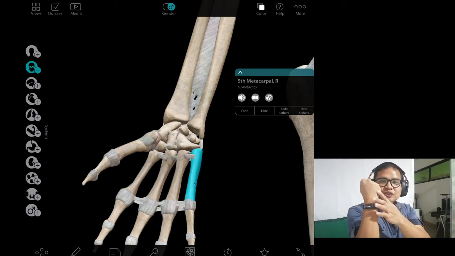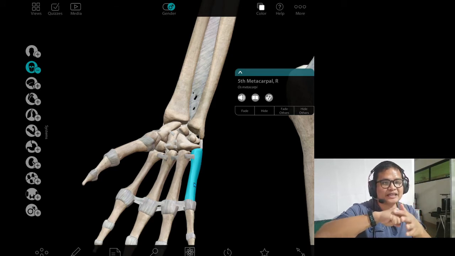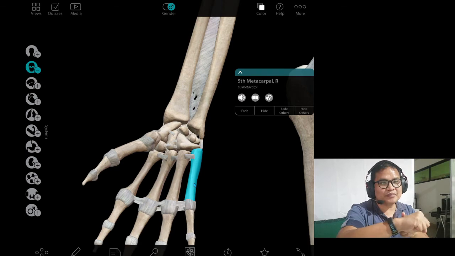So if you're going to close your hands forming a fist, this one is the distal end of your metacarpals. It forms the knuckles of your hand. Okay, so this is the distal end. The proximal end articulates with the distal row of the carpal bones.